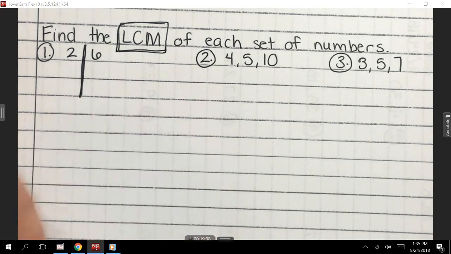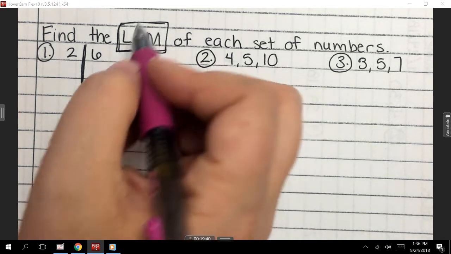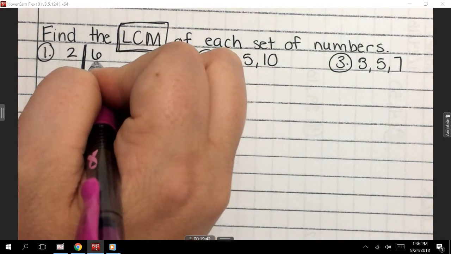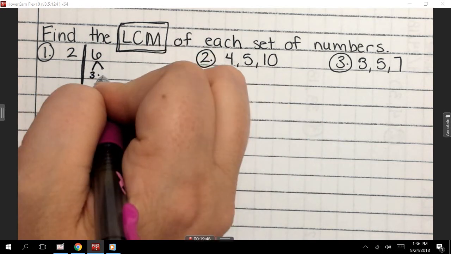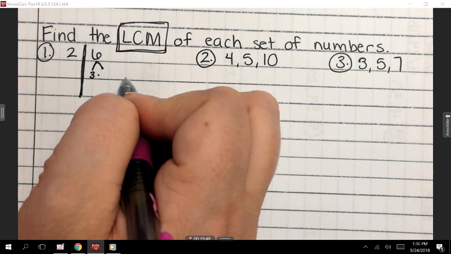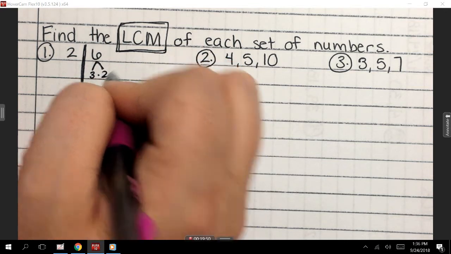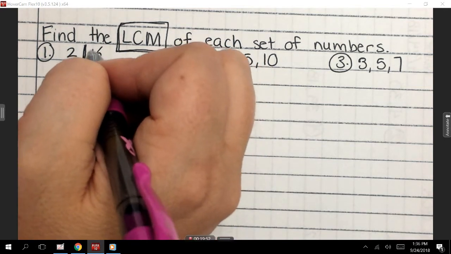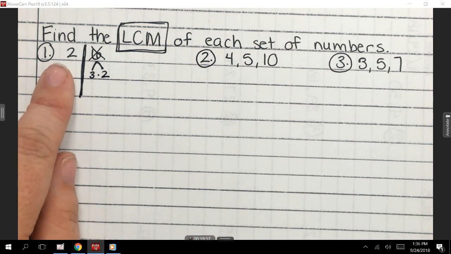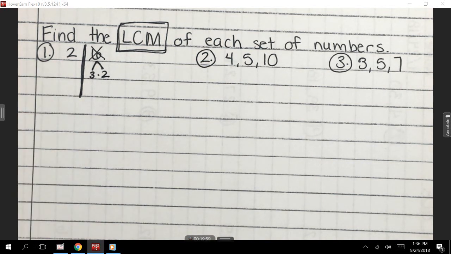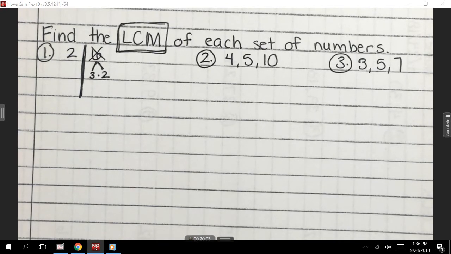All right, so 2, we can't split that up, right? What about 6, Christian? What can 6 split into? 3 times 2. All right, so I get 3 times 2, and I'm done with the 6, so I'm going to put a little X on it. Why didn't I write anything under the 2? Because it's done, right? It can't split up.